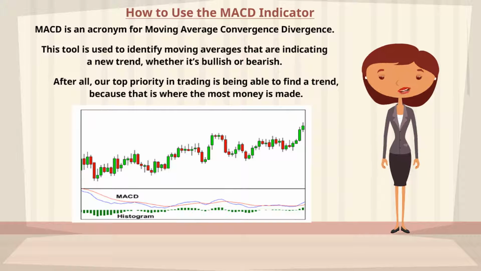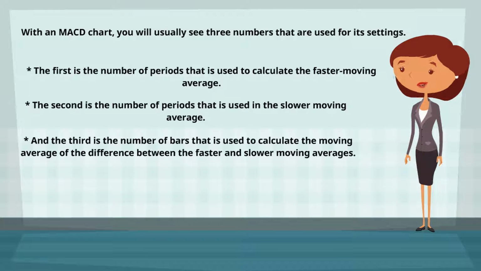How to use the MACD indicator. MACD is an acronym for Moving Average Convergence Divergence. This tool is used to identify moving averages that are indicating a new trend, whether it's bullish or bearish. After all, our top priority in trading is being able to find a trend, because that is where the most money is made. With an MACD chart, you will usually see 3 numbers that are used for its settings.